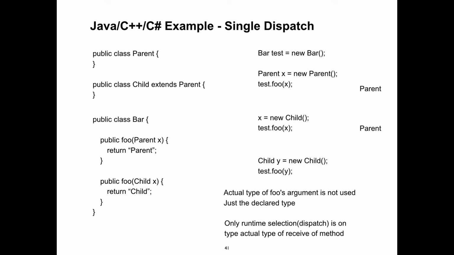Now, when I define a new variable y of type child and pass it in, the compiler is going to look at the declared type of y, which says child, so it's going to call that foo. And so I will get child, right? And so it's single dispatch. Why? Because it only worries about the receiver, right?